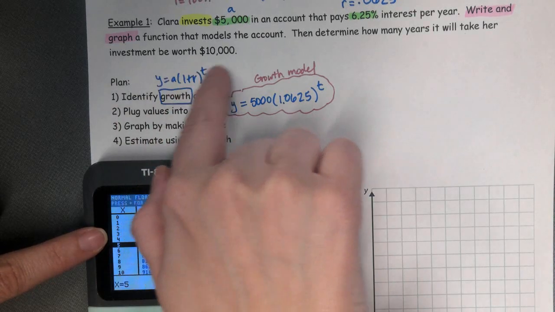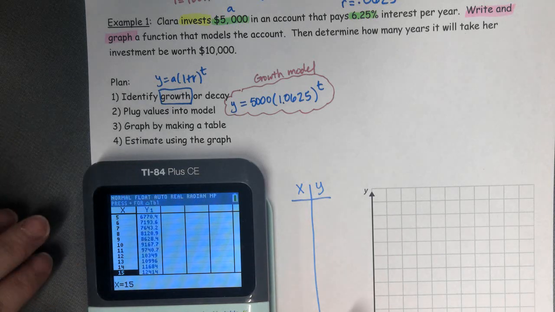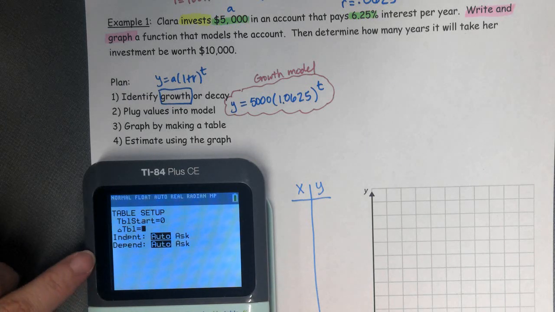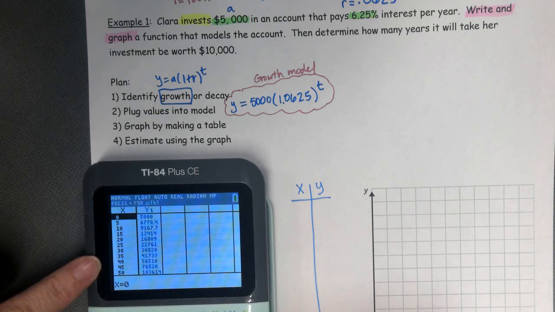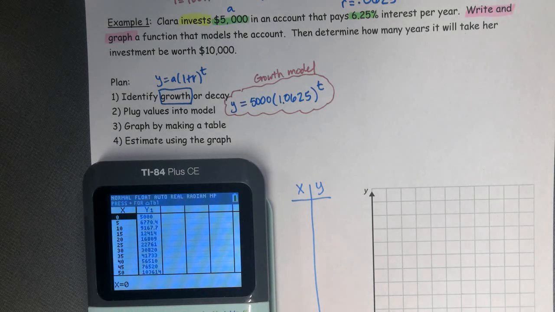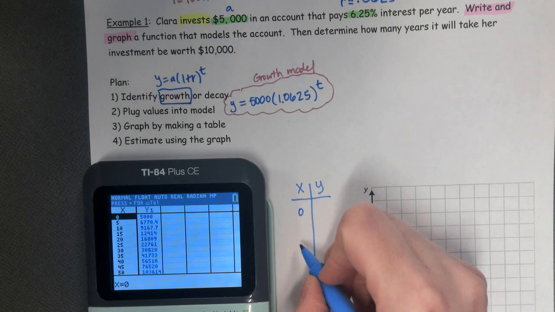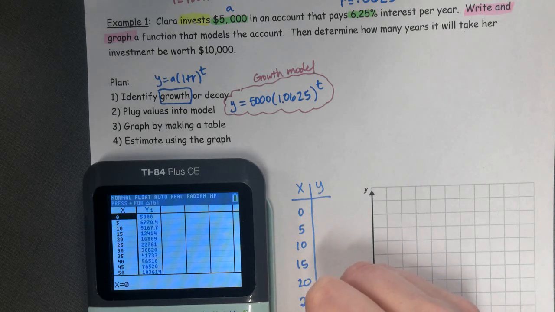6,770. Keep in mind that we're going to want to see when the investment is worth 10,000, so I'm going to want to go more than that. Okay, so you can decide what you want to go by, whether that be 2s, 3s, 4s, 5s. I decided to see what happened over a bigger span of time, so I did my change in the table by 5s. When you have something that's more spread out, it's easier to see what's happening in your graph. So I just did 0, 5, 10, 15, 20, 25.